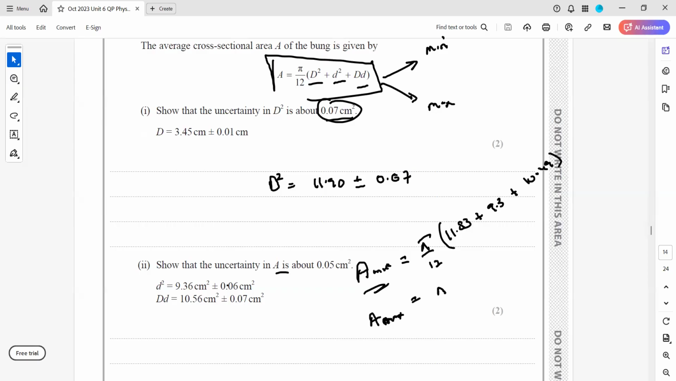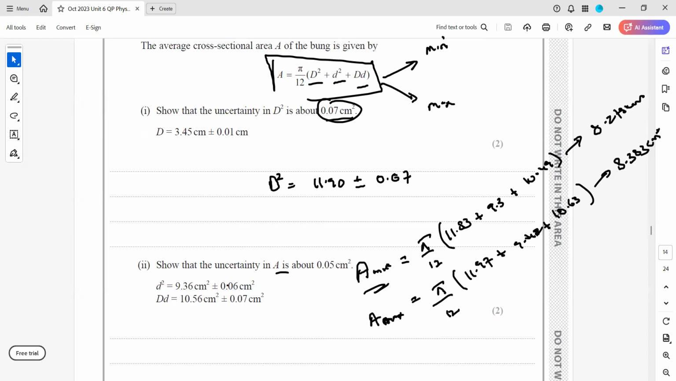And how do I get the maximum value of A? Pi by 12. This is 11.97. This will be 9.42, because I know their uncertainties. And this is 10.63. This will be the maximum value of A. So after getting the maximum and the minimum, I need the uncertainty in A. Minimum is 8.278 and the maximum is 8.383. Okay, so I got the minimum and the maximum values.